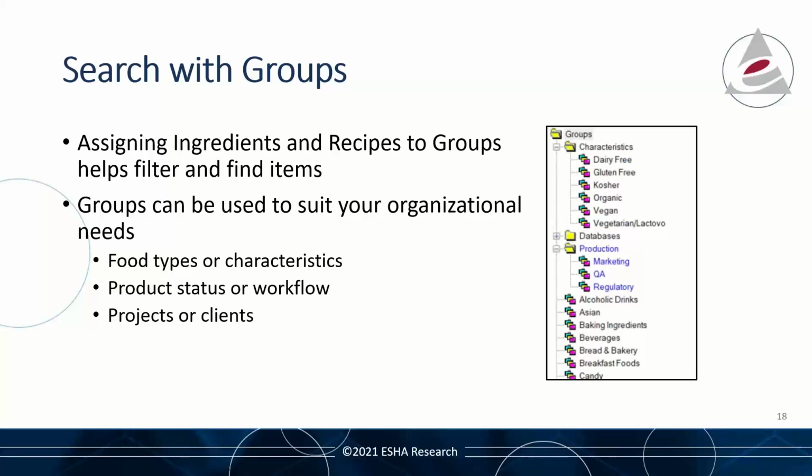There's great flexibility in the concept of groups, and you can add as many groups as needed to your Genesis. So you might assign ingredients and recipes to groups based on the food types or the characteristics, or you might use groups to track workflow from concept to production, or you might create groups for specific projects or clients. It's really whatever you need to help categorize your files, and then again, the groups can be used to help search through all of your records.